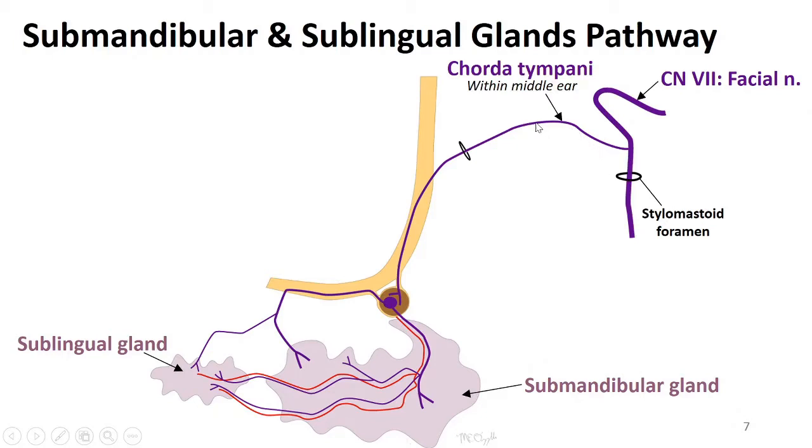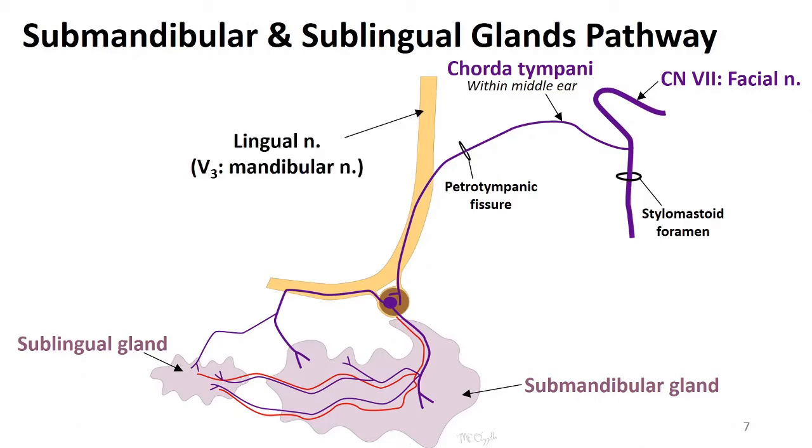So this is found within the middle ear, and we'll look at its relationships with structures in the middle ear in the next slide. But this will course through that and then out through an opening. What opening is that it takes to get to the infratemporal fossa? So that'll go through the petrotympanic fissure, and then it will follow a branch of V3. Which branch is that? The lingual nerve.